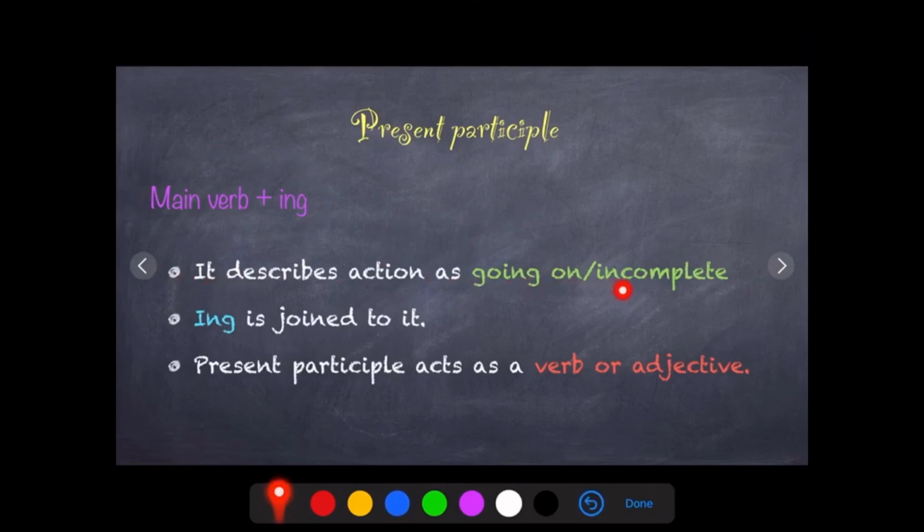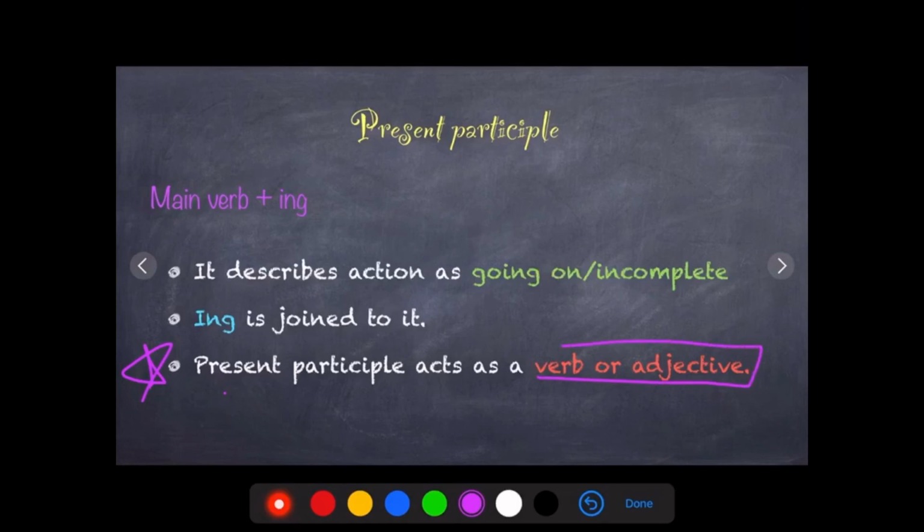It describes an action as going on or incomplete. So it is having ing in it, so it will describe an action as going on or incomplete. Now ing is joined to it, right? Main verb plus ing. A present participle acts as a verb or adjective. Now this is the important part.